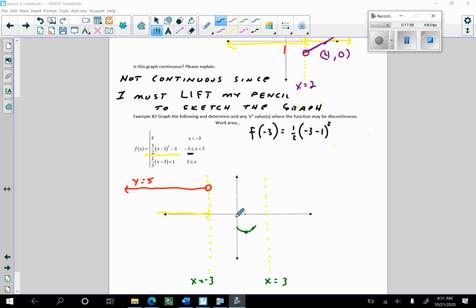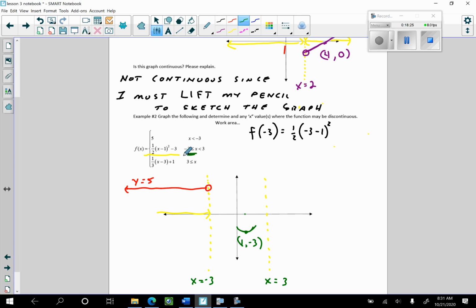So now I know between -3 and 3, it's a quadratic. It has a vertex of (1, -3). And I know it opens up because a is equal to 1/2, which is positive. And now I want to find out exactly where this quadratic that opens up, that has a vertex of (1, -3), hits this line x equals -3. So I'm going to evaluate this function at -3.